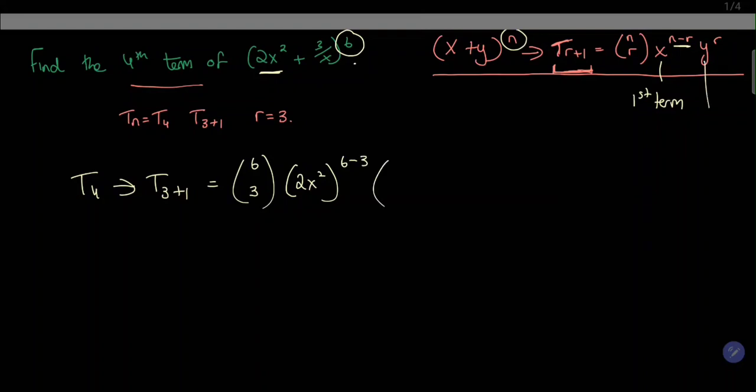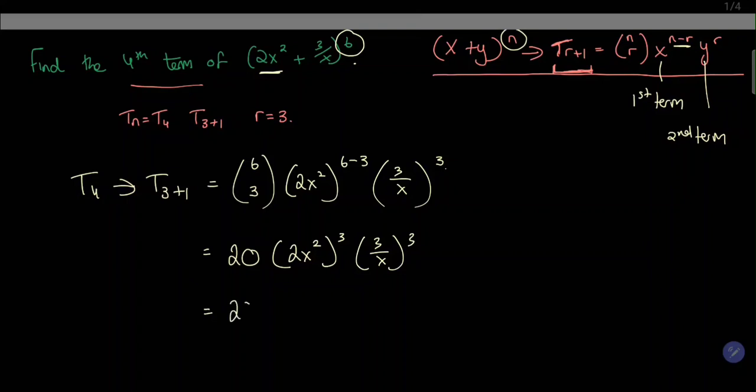And then our second term is 3 over x here, and it's to the power of r, which is 3. So you go and put in 6 choose 3 into your calculator, and you'll get 20. And this all changes to 2x squared to the power of 3. And this stays as 3 over x to the power of 3.